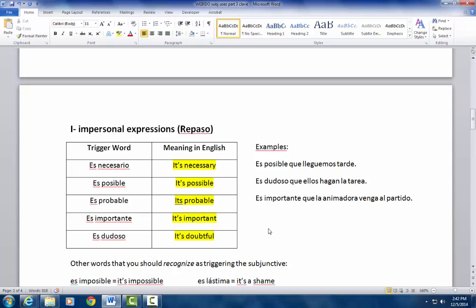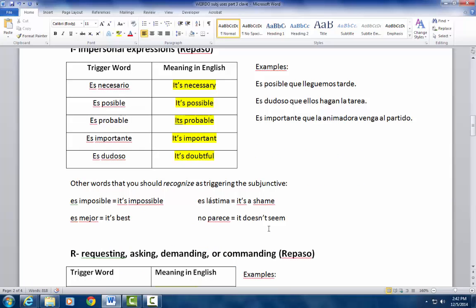Some other words you should recognize as triggers. You don't have to know these for sure, but if you do see them, hopefully you could figure out they take subjunctive. Es imposible, it's impossible. Es lástima, it's a shame. Es mejor, it's best. No parece, it doesn't seem.